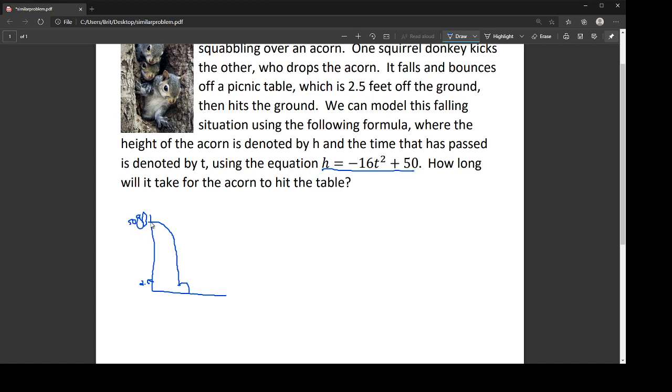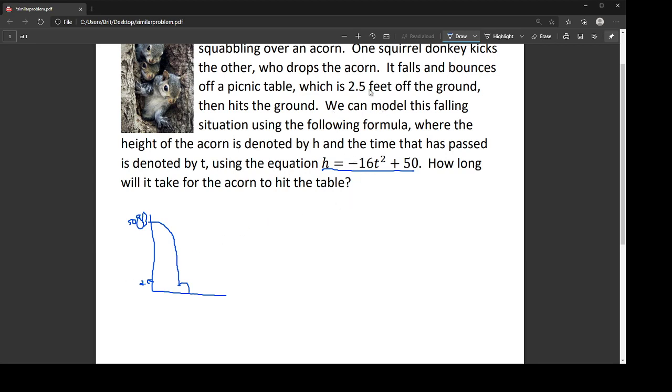Okay, and so that 50 feet is the initial height that it fell from. That's our c value. Alright, and then this -16, this is actually a scientific number. You'll see it a lot of times when we're dealing with problems with feet. It is the pull of gravity. So that's a very common number to have in these problems.